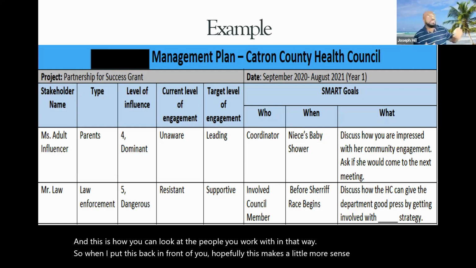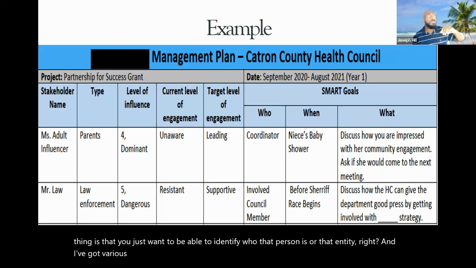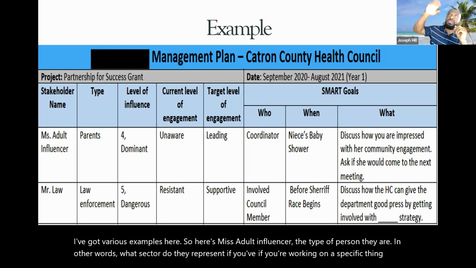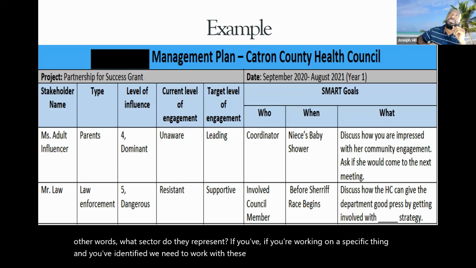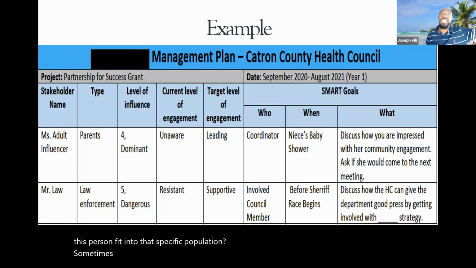So the first thing is that you just want to be able to identify who that person is, or that entity, right? And I've got various examples here. So here's Miss Adult Influencer, the type of person they are. In other words, what sector do they represent? If you're working on a specific thing and you've identified, we need to work with these particular populations. Okay, well, where does this person fit into that specific population? Sometimes this person doesn't necessarily have to be a person. It could be a position.